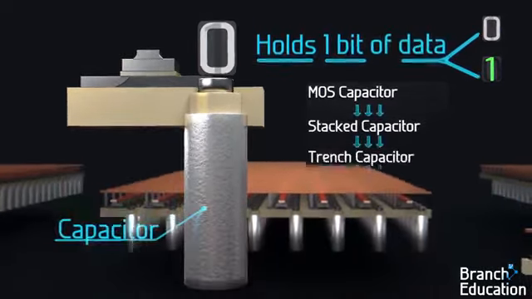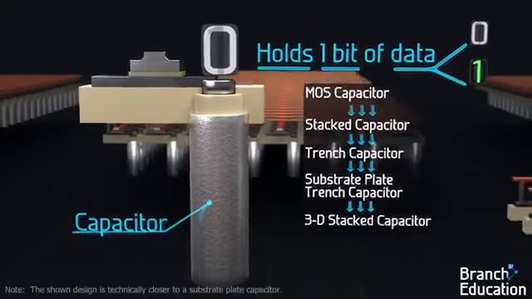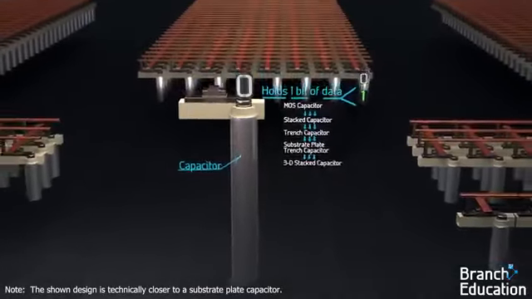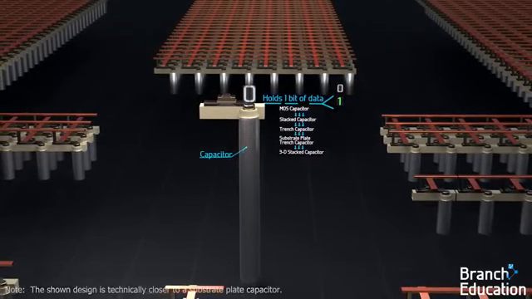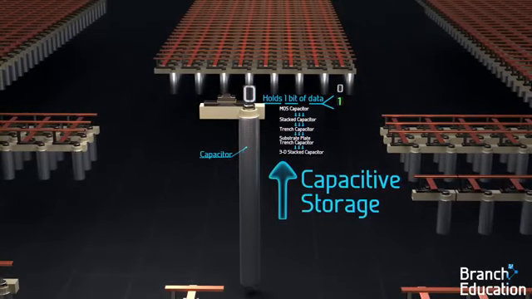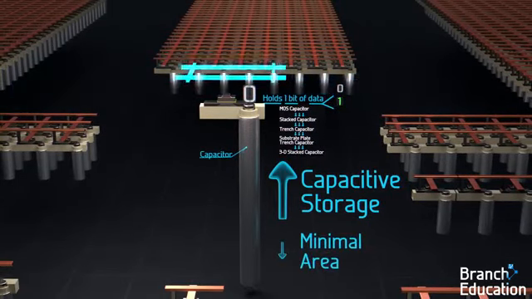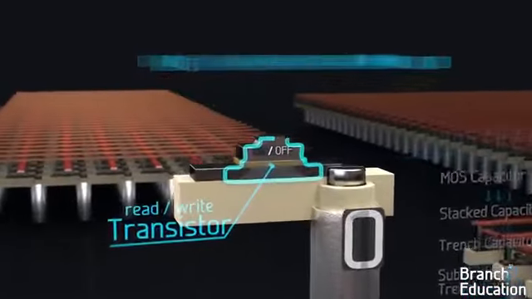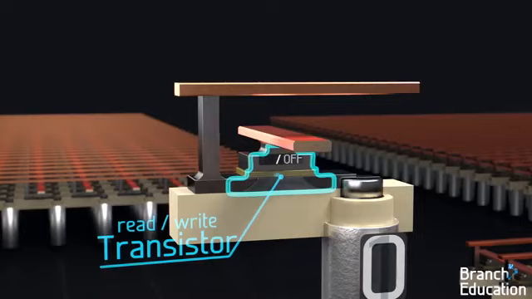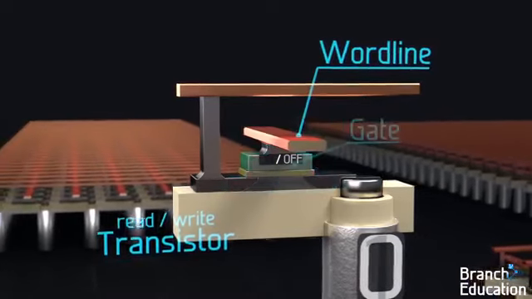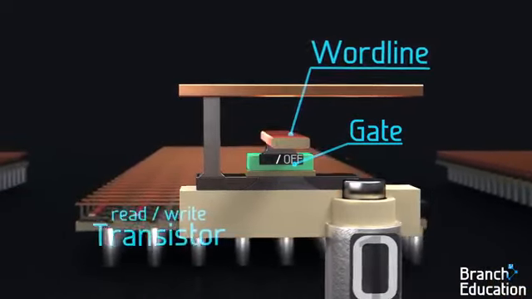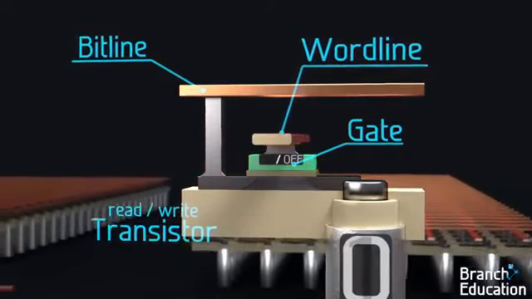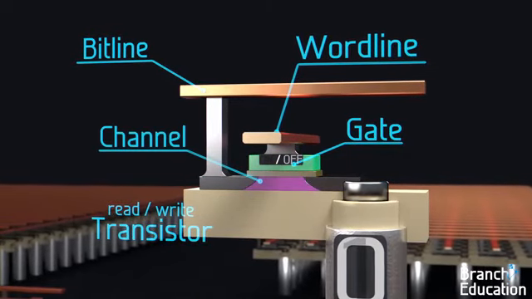Designs of capacitors are constantly evolving, but in this trench capacitor, the depth of the silicon is utilized to allow for larger capacitive storage, while taking up as little area as possible. Next, let's look at the access transistor and add in 2 wires. The word line wire connects to the gate of the transistor, while the bit line wire connects to the other side of the transistor's channel.